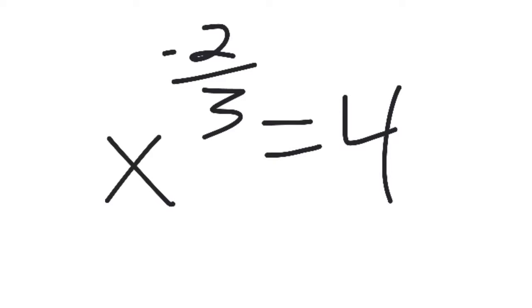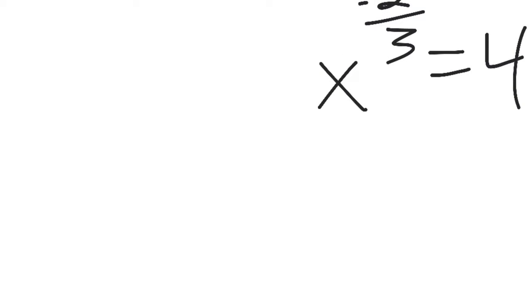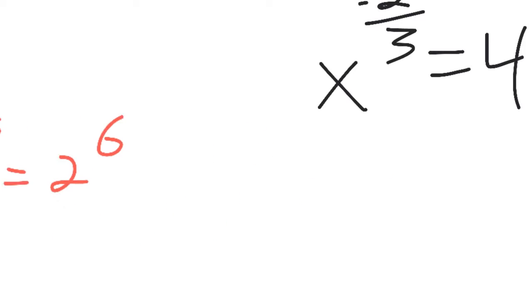So if you need to get x by itself here, we need to get that exponent of negative 2/3 to go away. So if we recall that if you have 2 to the second, all being raised to the third power, that's 2 to the 6, because a power on top of a power multiplies. You could do out that arithmetic to be sure. 2 squared first is 4, then 4 to the third power. Check and make sure that's 2 to the 6 for yourself if you're not sure. But powers on top of powers multiply.